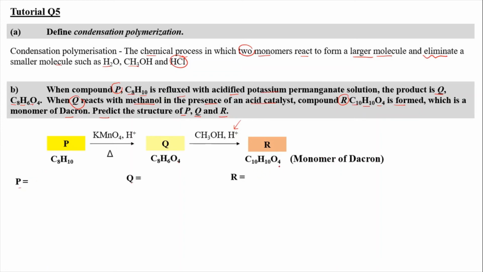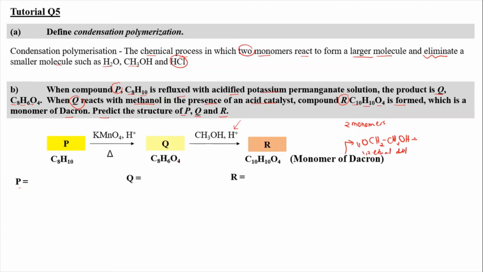In order to do this, you have two strategies. First, if you remember the structure of the monomer of Dacron, you can start with that. Dacron is the combination of two different monomers. The first monomer is the ethanediol, so you have CH2, CH2, OH, and OH. So it is 1,2-ethanediol.